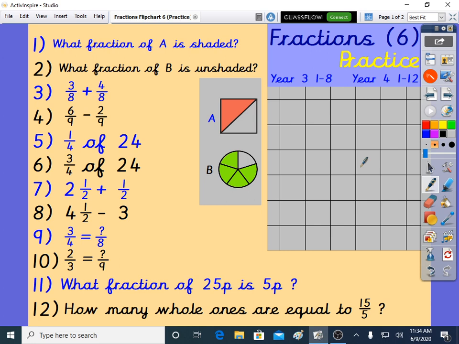Now we're on question 5. This is known as fractions of a quantity, because you've got a fraction, you've got an of, and you've got a quantity, which means a number. Fractions of a quantity.